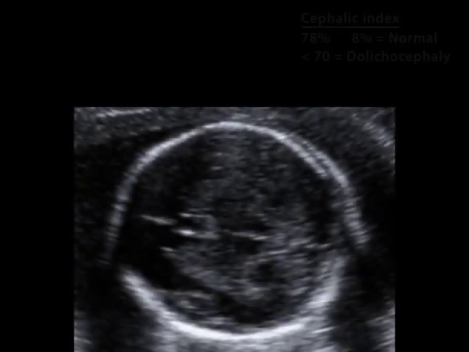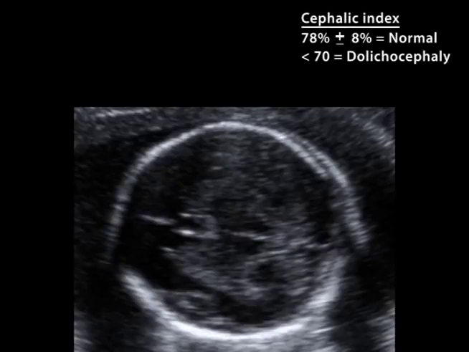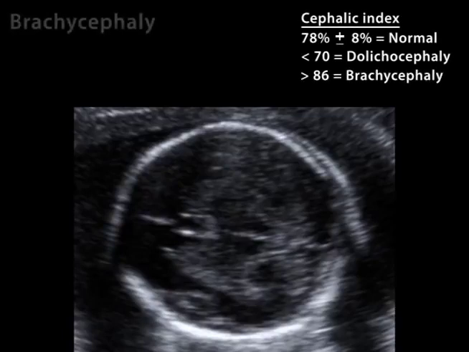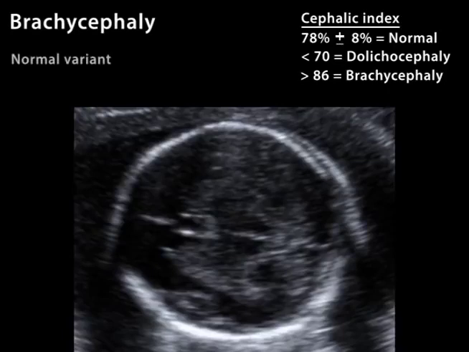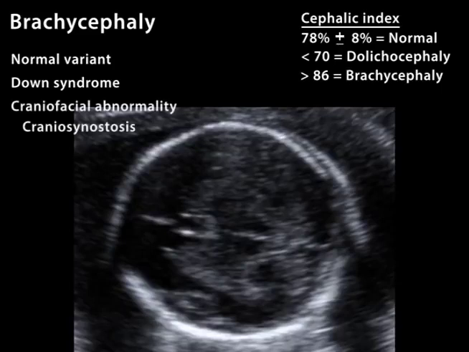A cephalic index above the normal range indicates brachycephaly, an unusually rounded head. Brachycephaly may be a normal variant. It is also common with Down syndrome, and it may occur secondary to a craniofacial abnormality or may be positional.